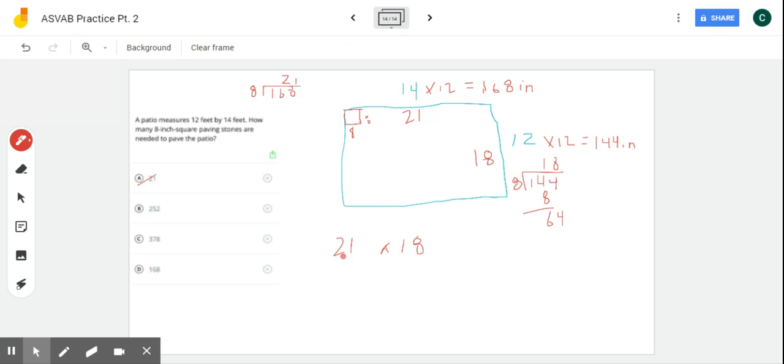18 times 21, that's like 20 times 20, which is really close to 400. So if I was in a rush, I would probably guess this. But I could double check by using long division. I could also say 21 is really close to 20, and 20 times 18 would be 360, so I feel pretty confident about this answer.